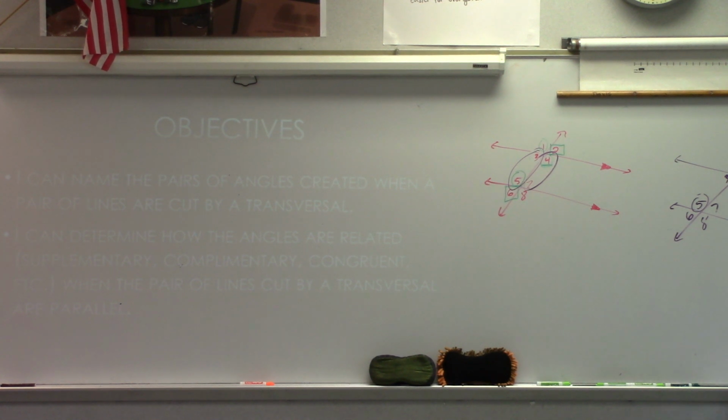So for lesson, what will we put for lesson? Which one? Where it says alternate exterior angles, I would look at the name of the lesson. Okay? I'll show you in just a second. And I'll tell you all what Matthew's referring to in a second. But we also need to determine how the angles are related, whether they're supplementary, complementary, congruent, etc.